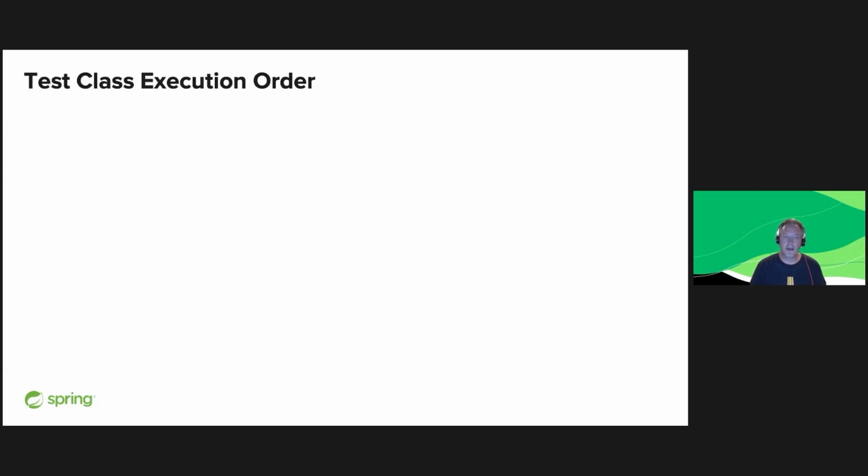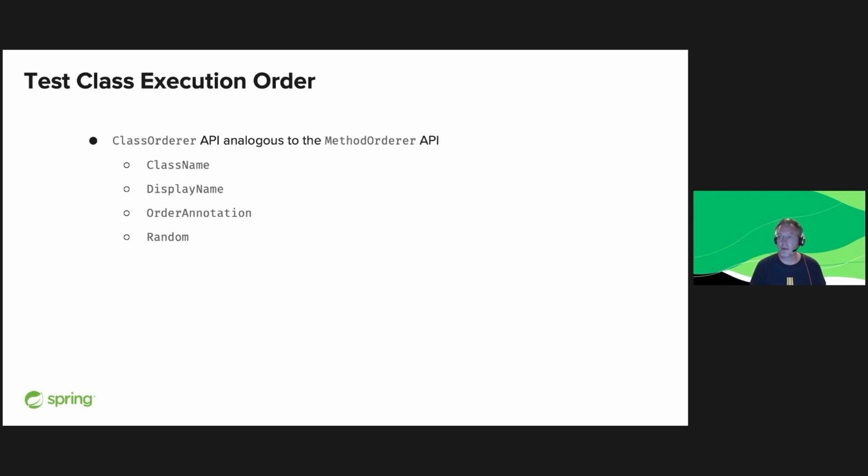First up, we have test class execution order. There is a new ClassOrderer API that you can implement, and that's analogous to what we had previously for ordering test methods with the MethodOrderer API. Out of the box, we have several built-in implementations, just like for the methods. Instead of the method name, though, we have one for class name. It's going to sort the classes based on their fully qualified class name. So that means including the package name.